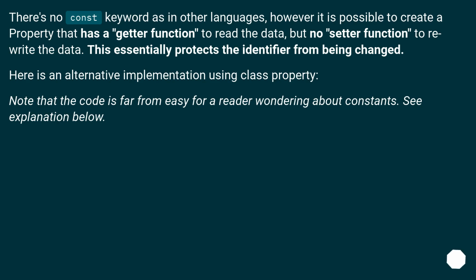There's no const keyword as in other languages. However, it is possible to create a property that has a getter function to read the data, but no setter function to rewrite the data. This essentially protects the identifier from being changed. Here's an alternative implementation using class property. Note that the code is far from easy for a reader wondering about constants. See explanation below.